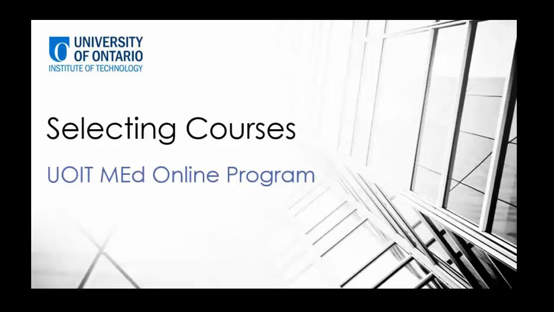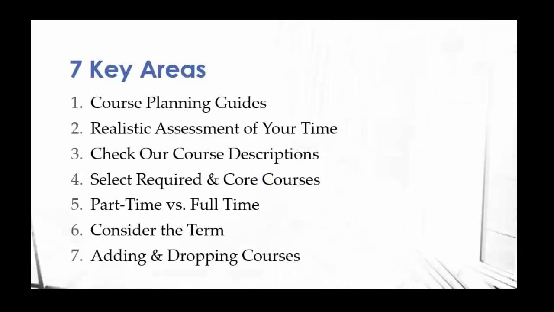I'm going to go over selecting courses in UOIT's Master of Education online program. There are at least 7 key areas that you should consider: the course planning guide and filling it in, establishing a realistic assessment of your available time to take courses, checking out course descriptions, making sure that you select required and core courses early on, deciding whether you want to be part-time or full-time, considering the term in which you're taking courses, and adding and dropping courses.